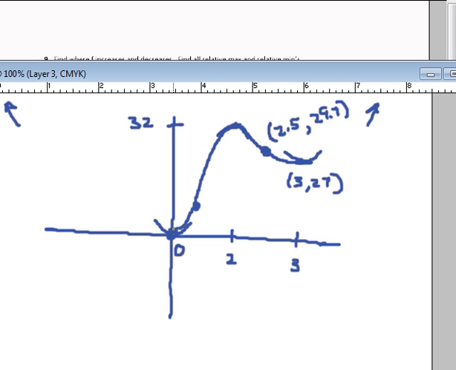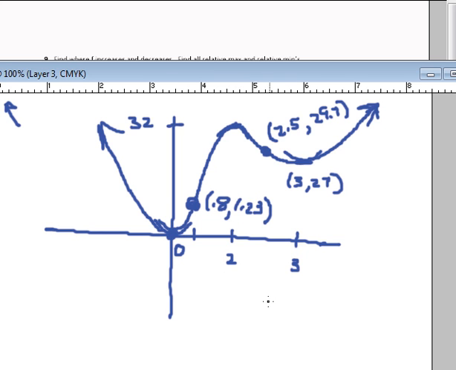Okay, and nothing else happening to the left of 0. This just increases to infinity, and let's connect to that. This also increases to infinity. This is the inflection point at 0.8, and 1.23. Okay, and that's the graph.